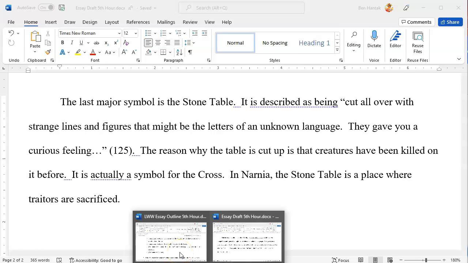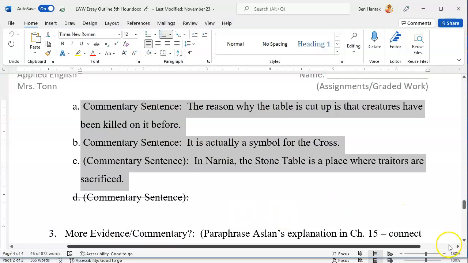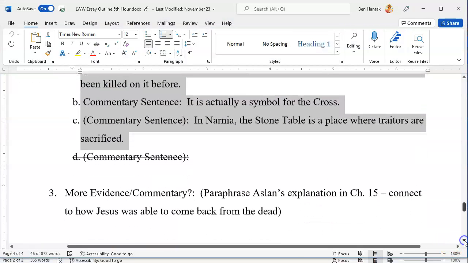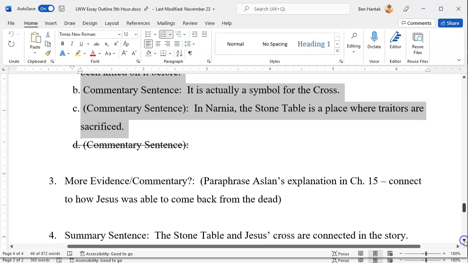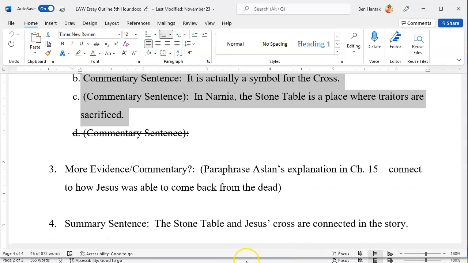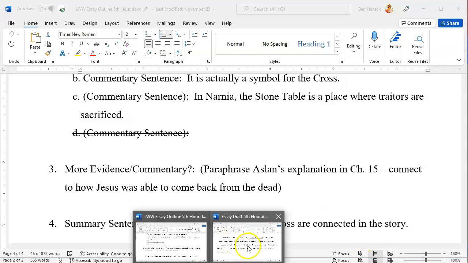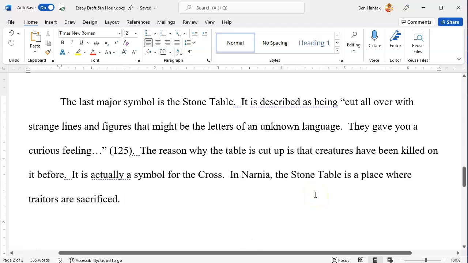I'm just going to check my outline real quick as you guys are copying as well. I think I have to do some paraphrasing here. Paraphrase Aslan's explanation in chapter 15, connect how Jesus was able to come back from the dead. Because I have a text, I'll be working on that as you guys copy here. I need to paraphrase chapter 15.